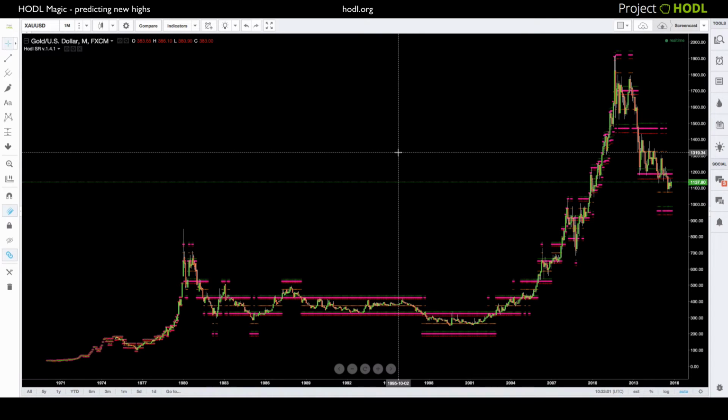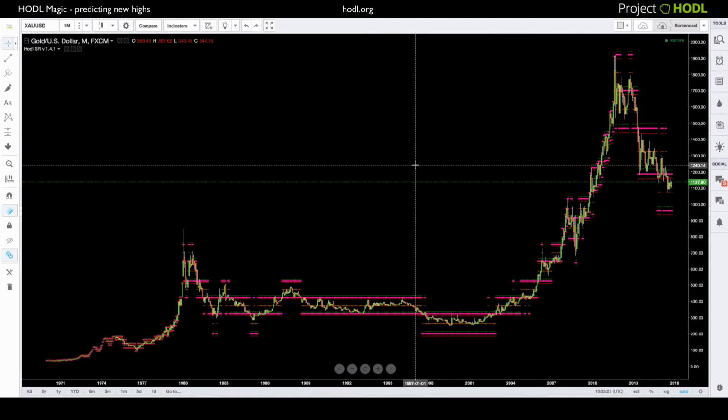I'm Tommy. Since I published HODL SR, I got a lot of questions about how to set up HODL SR when the asset is in an uptrend and making new highs, or when we backtest an asset. And I found a nice example to show you a few tricks and one little HODL magic.